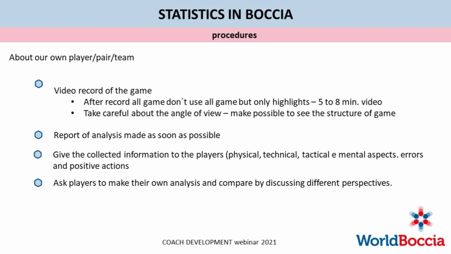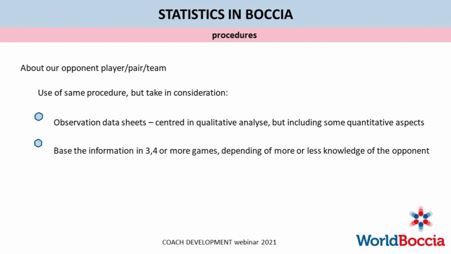So about the procedures, adding to the information given before, make the report of the analysis as soon as possible. It's helpful to give the collected information to the players. They are part of that plan, so they have to have access to it. And ask the players to make their own analysis and compare by discussing different perspectives. When you are analyzing your opponents, use the same procedures, but keep in mind that the observation sheets should be more qualitative, including some quantitative, but centered on qualitative analysis, and should be based on 3 or more games, depending on the knowledge that you have of the opponent.